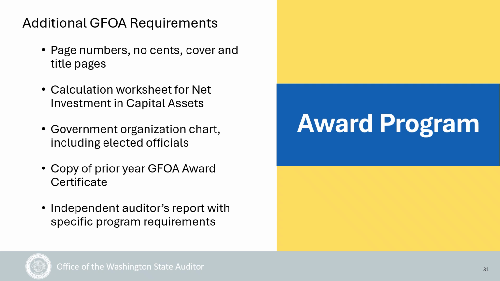GFOA also requires the submission of a separate worksheet that provides the calculation components of the net investment in capital assets figure that is reported on the statement of net position. The government must also include organization charts and elected official information within their introductory section. Also required is a copy of the prior year's award if it was received. Also beyond the GAAP requirements are specific requirements to be included within the independent auditor's report.